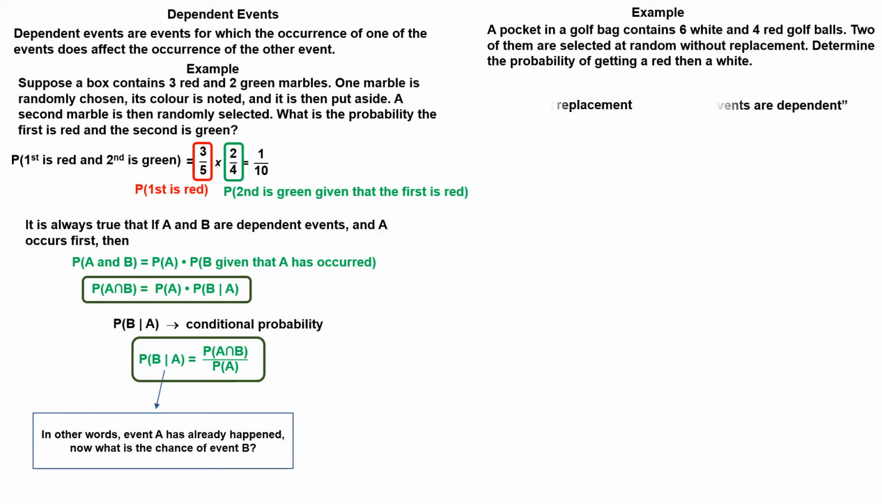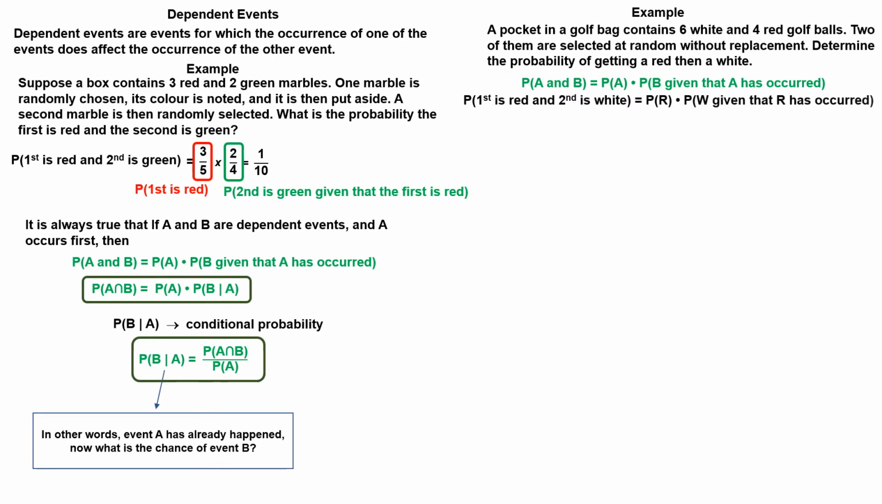So take the formula for dependent events. We want the first is red and the second is white. The probability the first is red is 4/10. The probability the second is white, given that red has occurred, is 6/9. The probability is 27%.